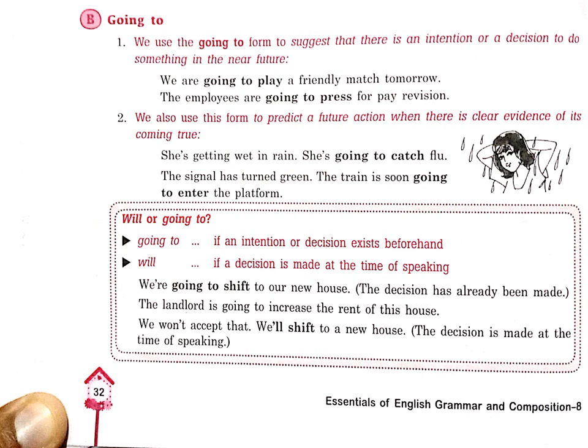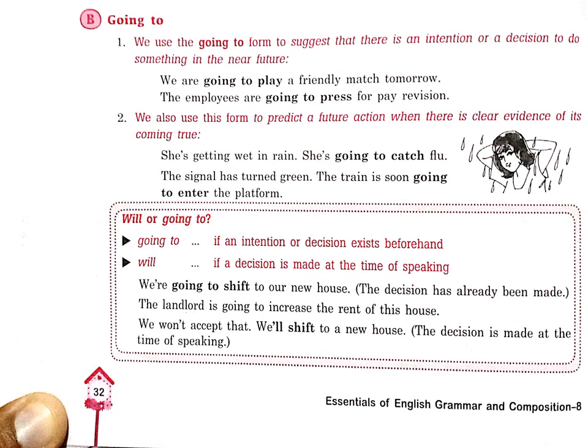So future action, basically it's getting wet in the rain, she's going to catch flu, something is going to happen, that's what you're using here. Remember this: the signal has turned green, the train is soon going to enter the platform. Signals are there, that's why the train is going to enter any moment. When things are about to take place in the near future, that is also made with the going to form, right? Will or going to.